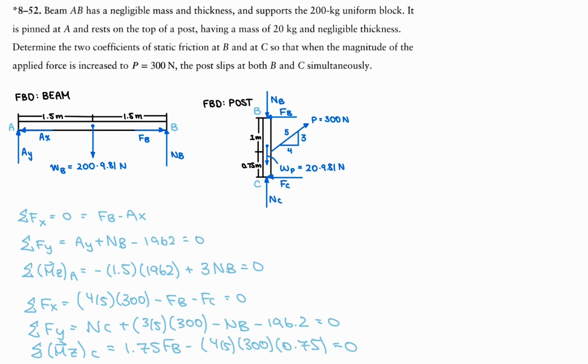Okay, we have 6 equations, and I believe we have 6 unknowns, which are AX, AY, force B, normal B, force C, and normal C. So that's 6 equations, and we can set up a matrix if you want. You can also just solve for B using equation 6 here because that's the only variable, but I'm going to use a matrix just for fun. So the matrix would look something like this.